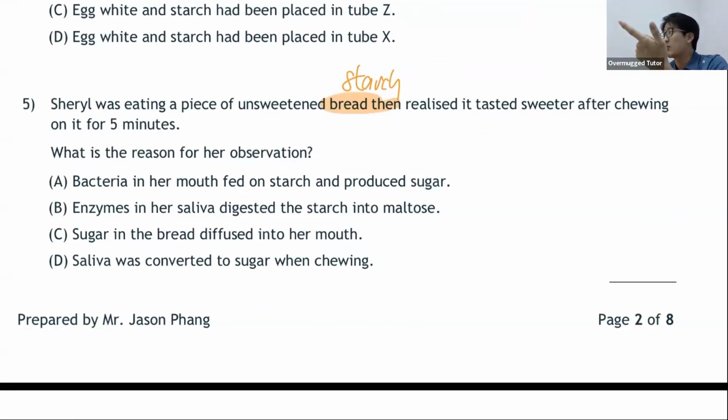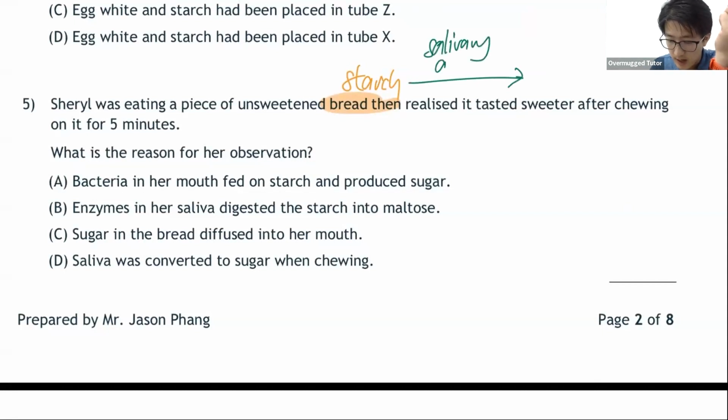Why would it taste sweeter? It's actually what Brian mentioned. We are actually producing maltose now. So what caused the breakdown of starch into maltose? Salivary amylase. So keep that in mind. What happened over here? We have starch being broken down by salivary amylase into maltose. Maltose is the thing that tastes sweet. And therefore, question 5 answer is B.